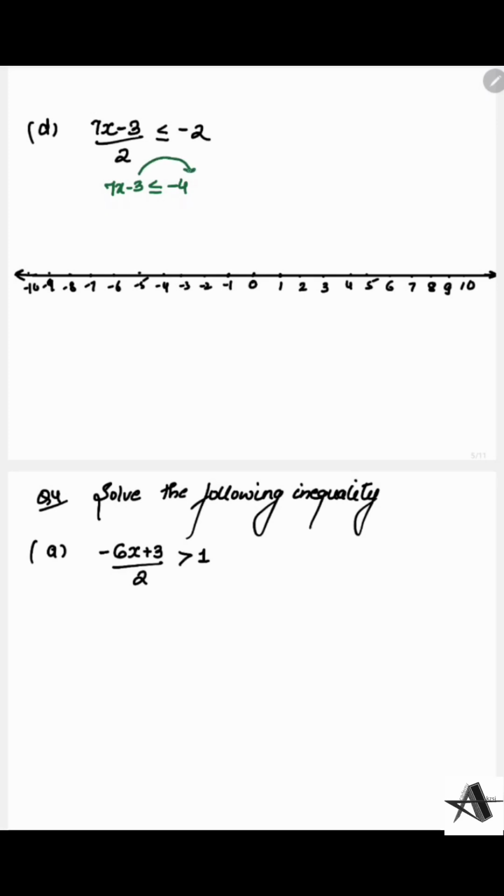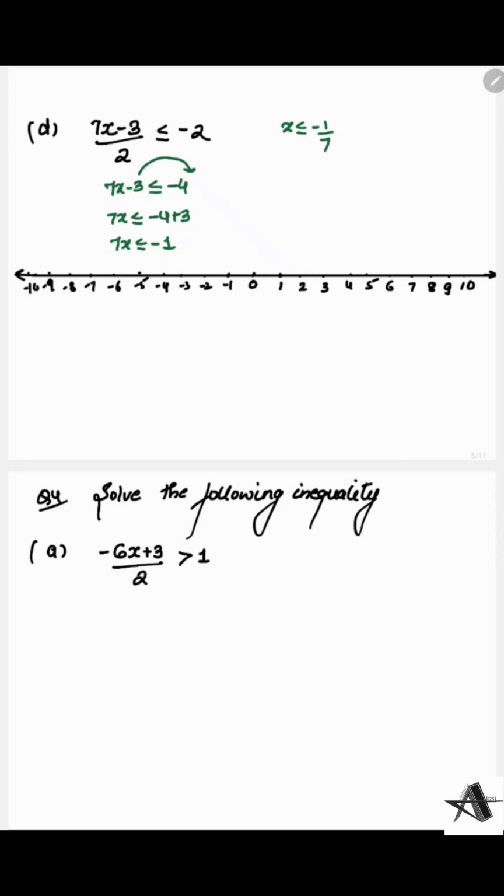Moving on to the right hand side, 7x less than or equal to minus 4 plus 3. 7x less than or equal to negative 1. Now divide both the sides by 7. Here there is no point of dividing or multiplying by a negative, because we need to isolate x, and x is already positive. So divide both the sides by 7. You will get x is less than or equal to negative 1 over 7.